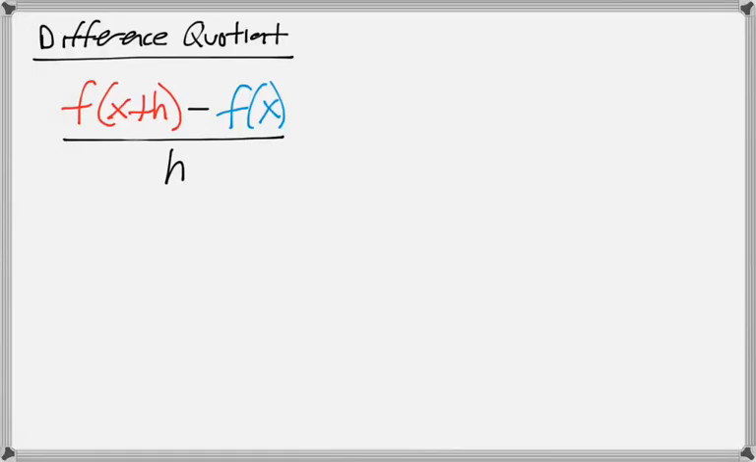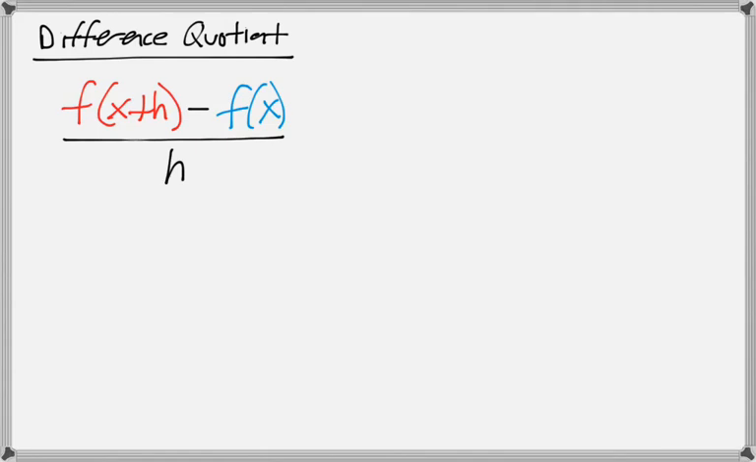Our next topic is on the difference quotient. This is actually another rate of change. It's actually a more generic way to measure the rate of change than the other ones that we've been looking at. And essentially it finds the slope between the points with the x-coordinates x and x plus h.